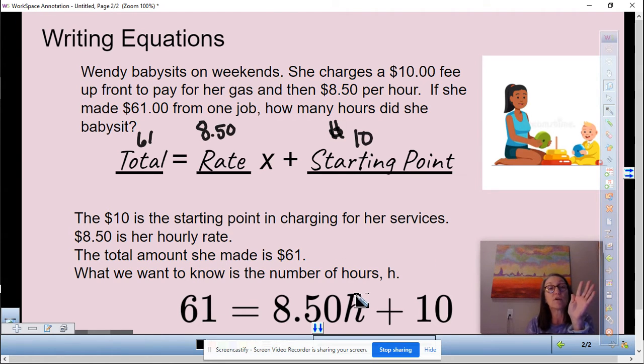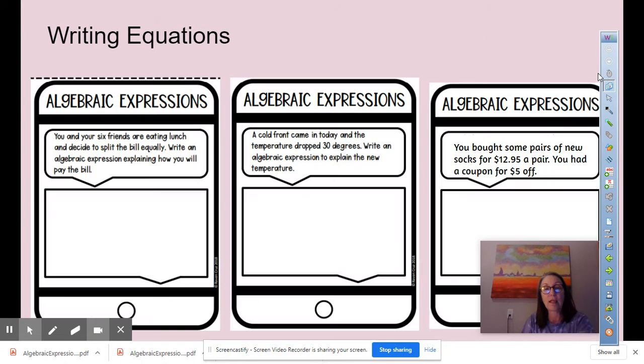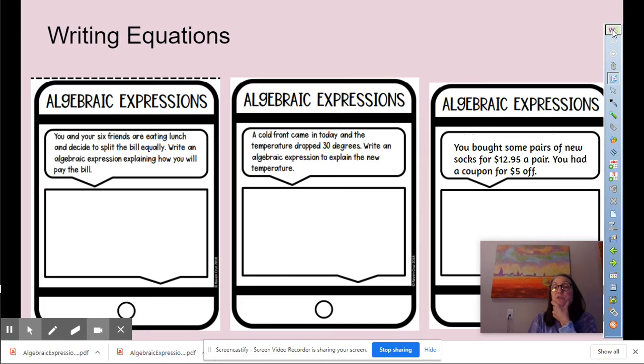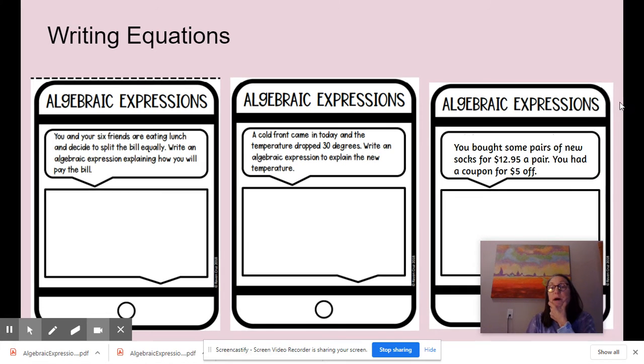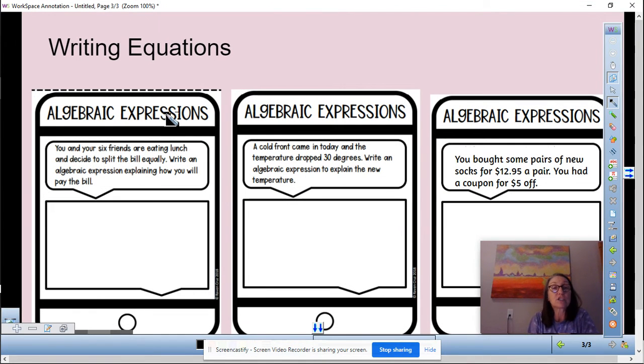As we go forward in solving linear equations, we're going to learn that this is also a variable, but not today. So we're going to start off making sure we can write these by starting with expressions. Now, these are not going to have equal signs.